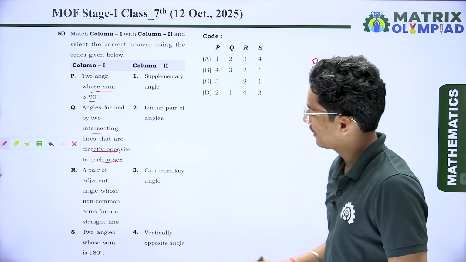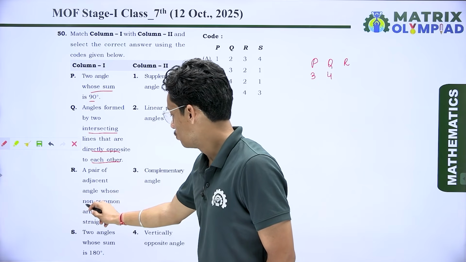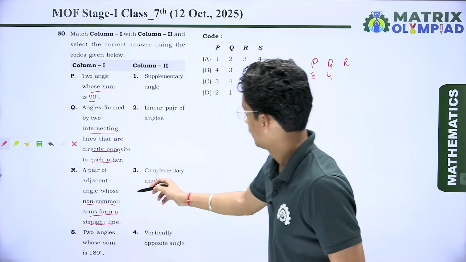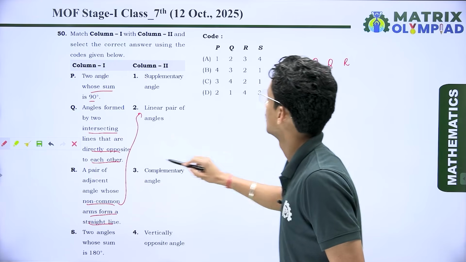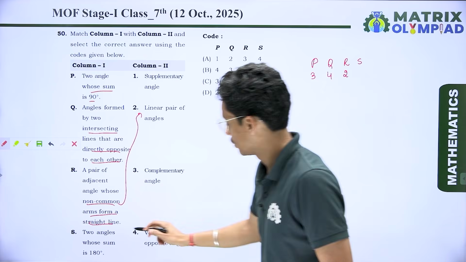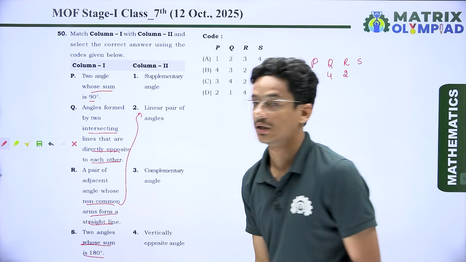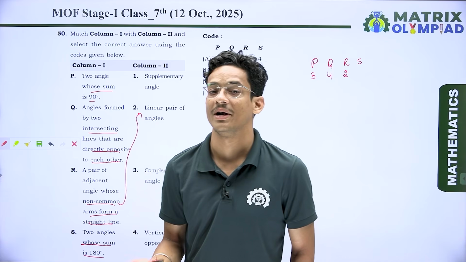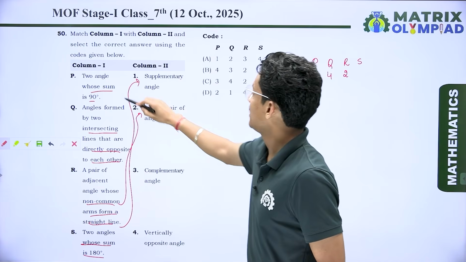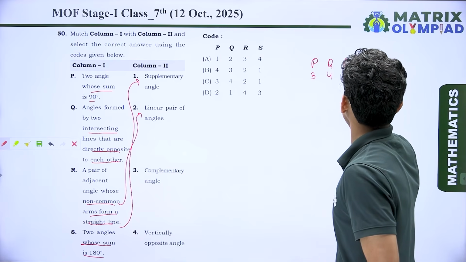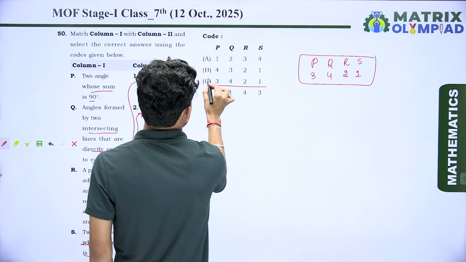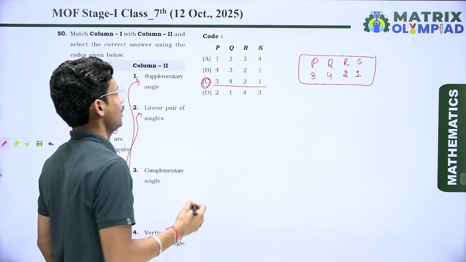Now R: a pair of adjacent angles whose non-common arms form a straight line. This is called a linear pair of angles. So R is connected to 2, and last is S: two angles whose sum is 180 degree. It means these angles are supplementary angles. So S is connected to 1. So the correct answer is 3, 4, 2, 1. It means option number C is the correct answer over here.